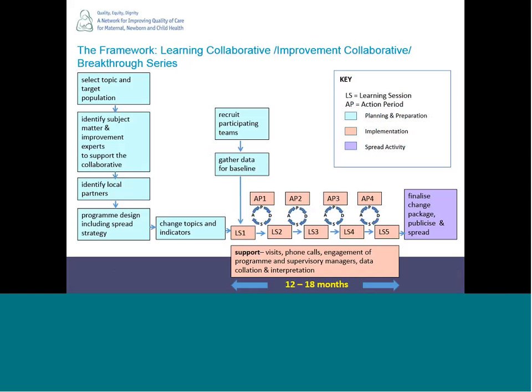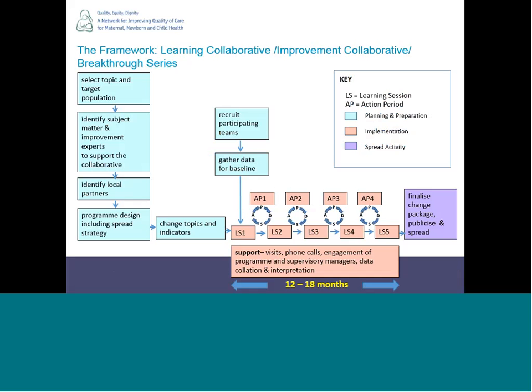So both teams use the same framework, which is the collaborative framework. Some people call it breakthrough series or improvement collaborative or learning collaborative, whichever way you prefer to use it. But both teams had to go through the planning and preparatory phase, which is in the blue color, where it's about preparation, making sure that they're talking about the same aim.